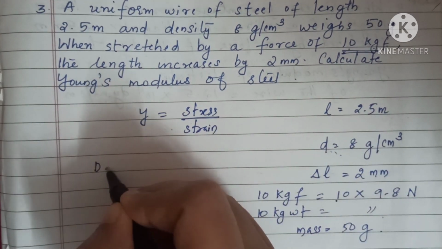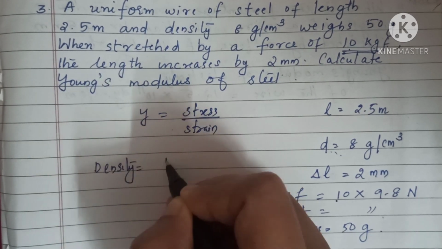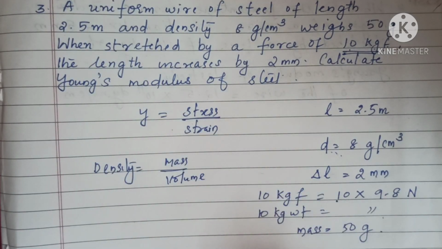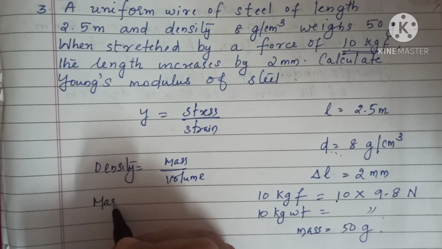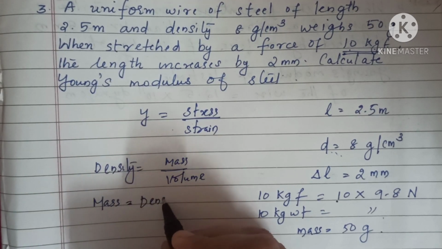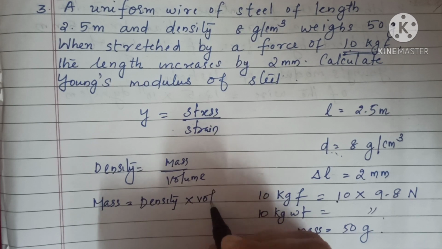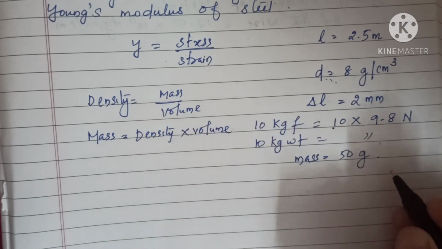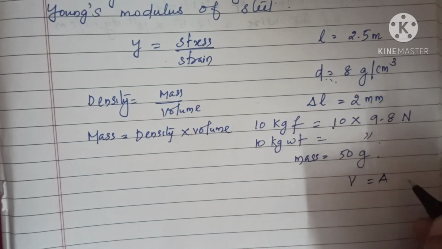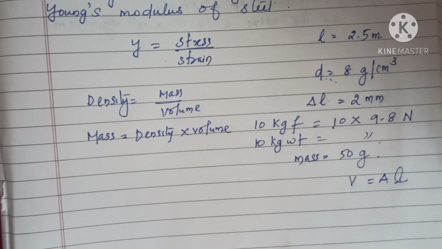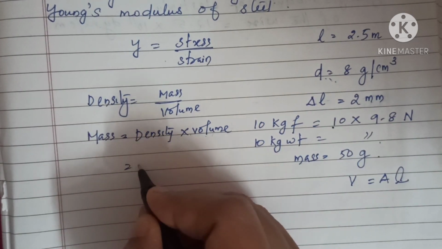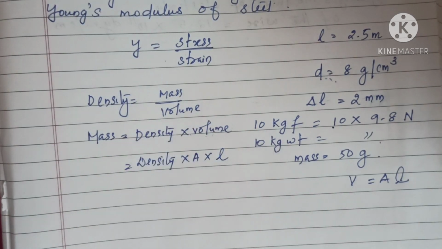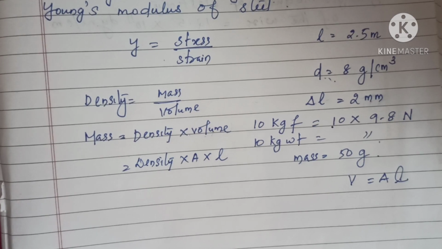So density, what is density? Density is equal to mass by volume, isn't it? So what is mass here? Mass equal to density into volume. Clear? Now, this volume V can be expressed as a product of area and length, isn't it? So instead of this volume, I can write density into area into length. Clear? Density into area into length.